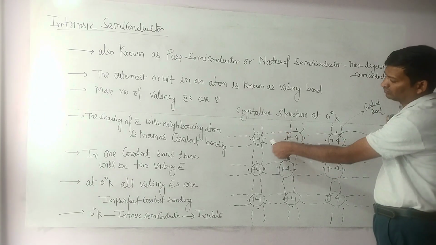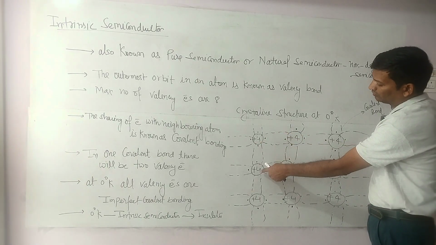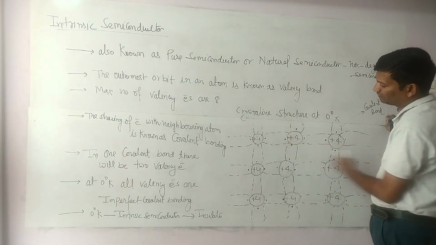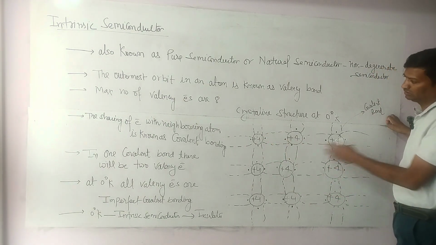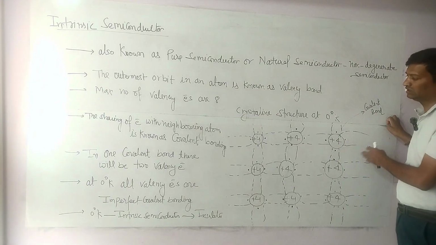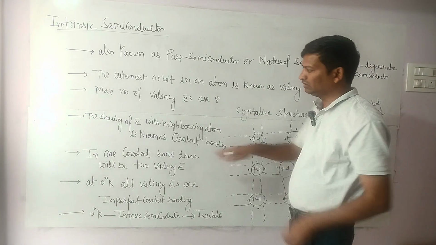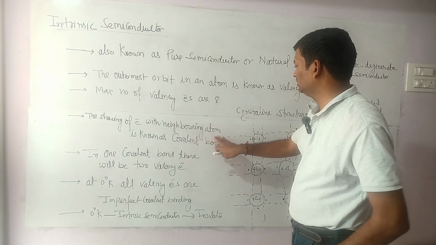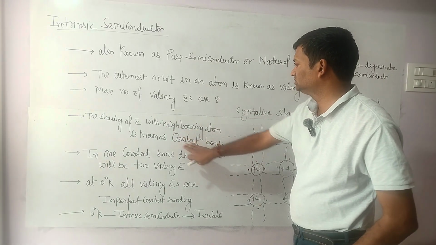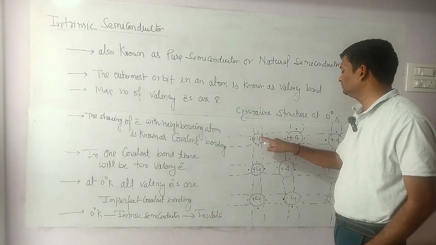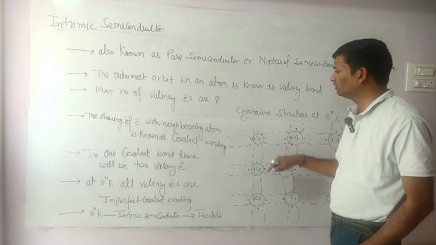And this is connected with covalent bonds. One atom is connected to the other with the help of the covalent bond. The same pattern can be repeated to make the crystalline structure of any intrinsic semiconductor. Sharing of electrons with the neighboring atom is known as a covalent bond. Suppose this atom is connected to this atom, this is called a covalent bond.